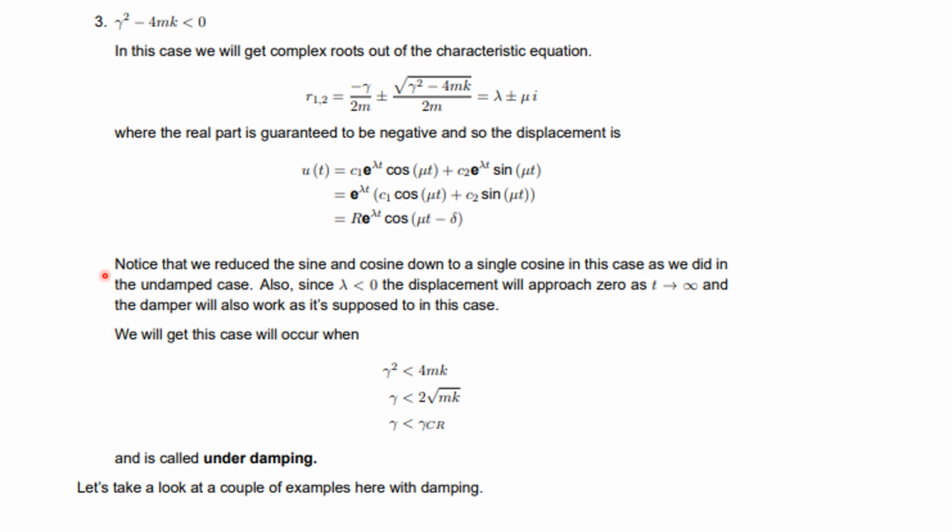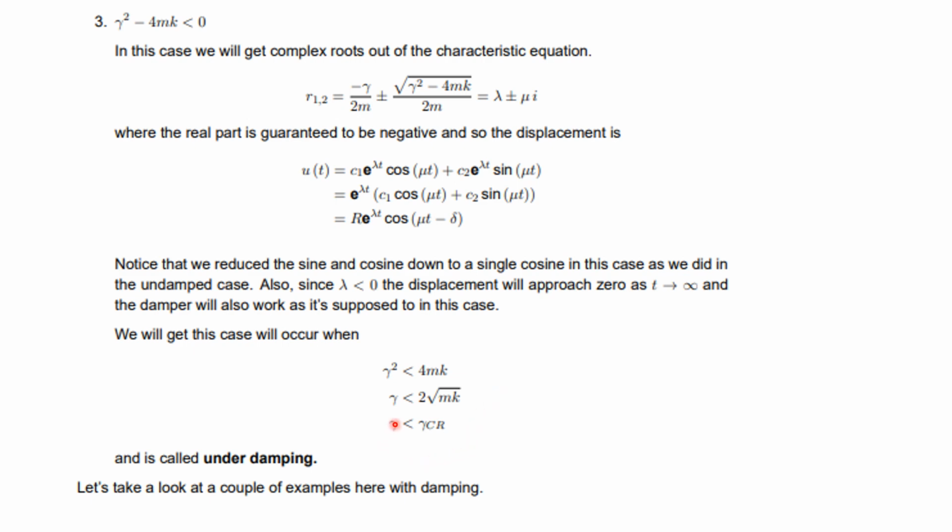Notice that we reduced the sine and cosine down to a single cosine, as we did in the undamped case, the example we did last period. So also, since lambda is less than 0, this displacement will approach 0 because that will be the dominant thing. So the damper also works in this case.